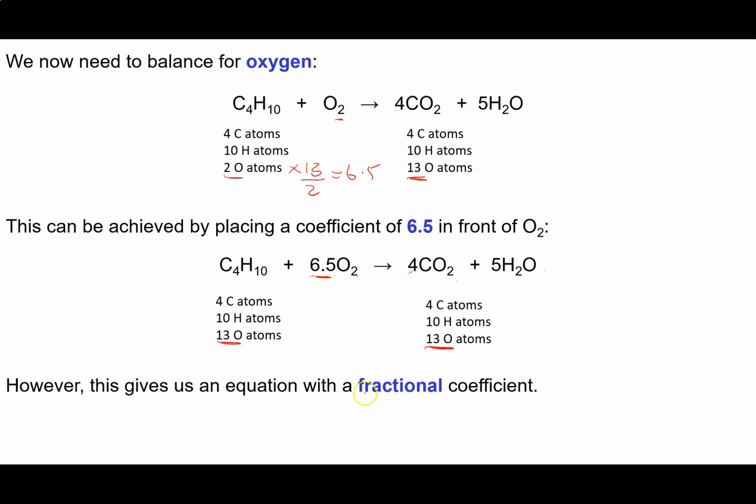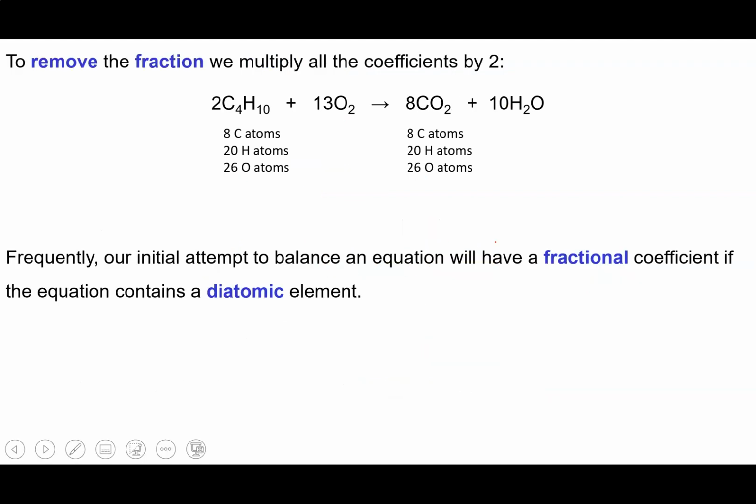Now, of course, what we see is that we've got a fractional coefficient. So I have to multiply to get rid of it, right? So I'm going to multiply everything by 2 to get rid of my fractional coefficient. So 2 there, 13, 8, and 10. So there we go, and now when we check everything, it balances.